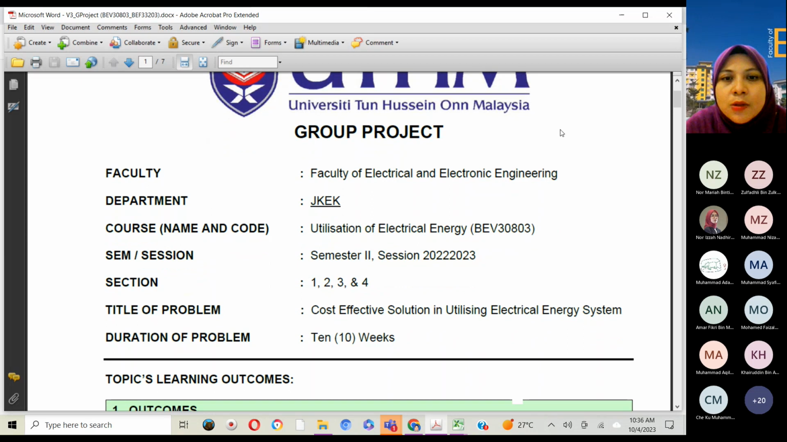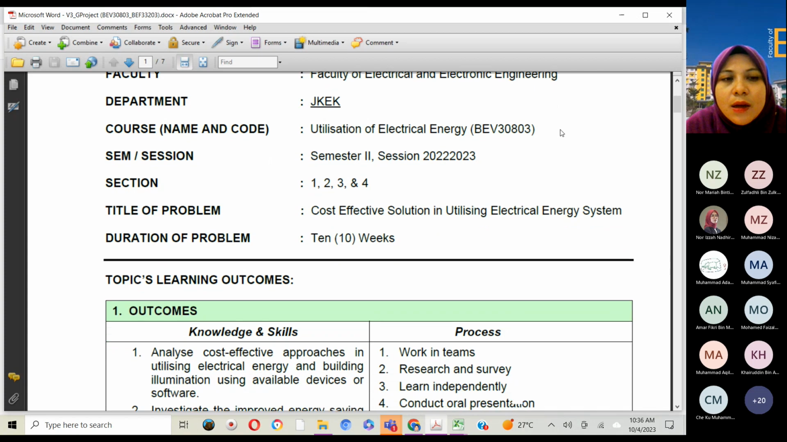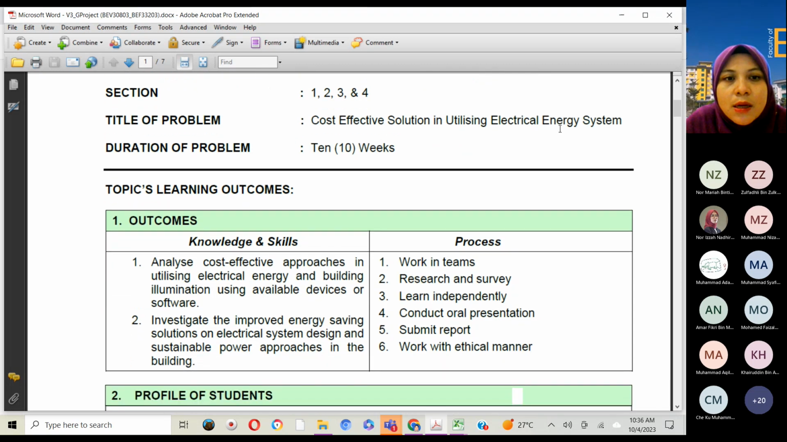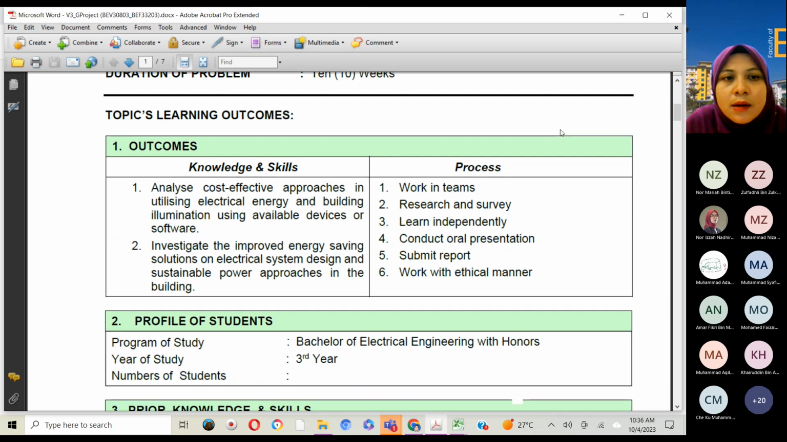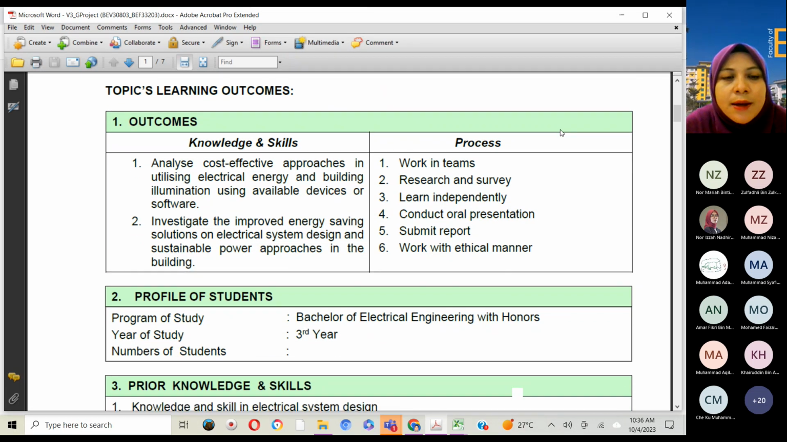So basically, we have 4 sections for this semester. And the title of the problem is the cost-effective solution in utilizing electrical energy system. The duration of the problem is about 10 weeks. So these are the learning outcomes. Based on your knowledge and skills, the first one is you can analyze the cost-effective approaches in utilizing electrical energy and building illumination using available devices or software. So you have to consider any software that you want to use for this project.